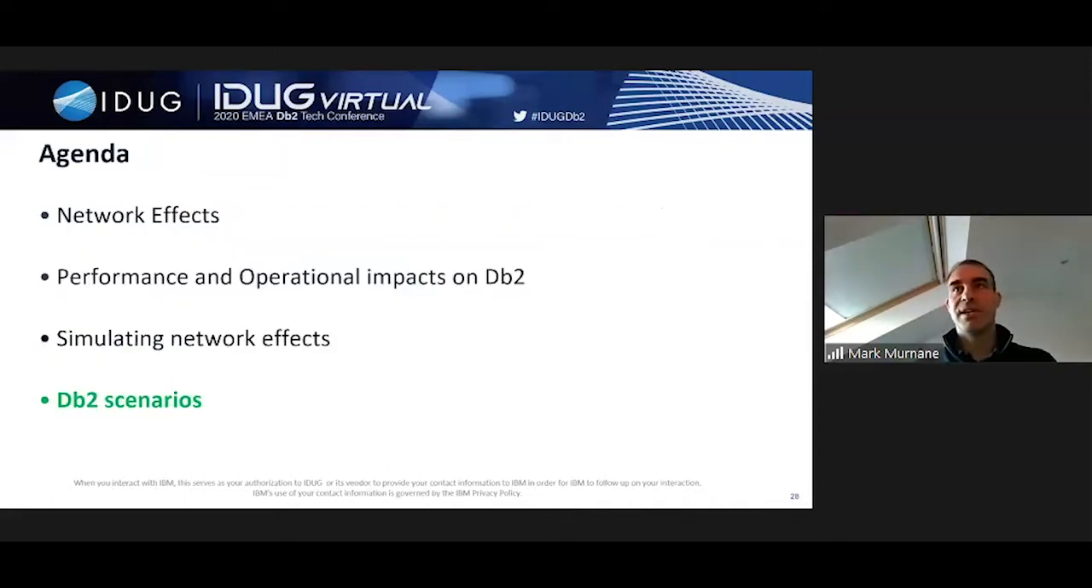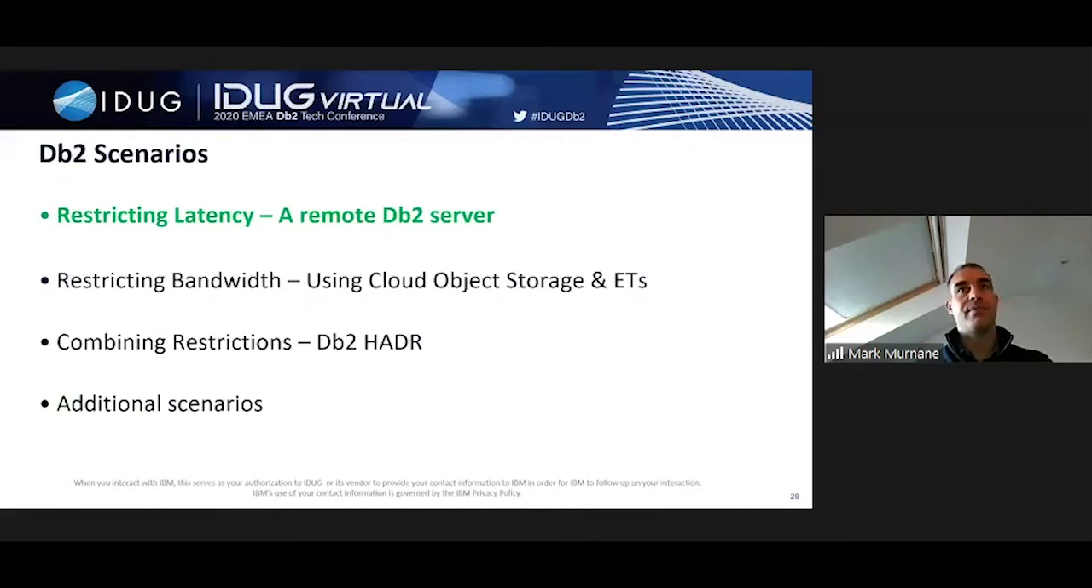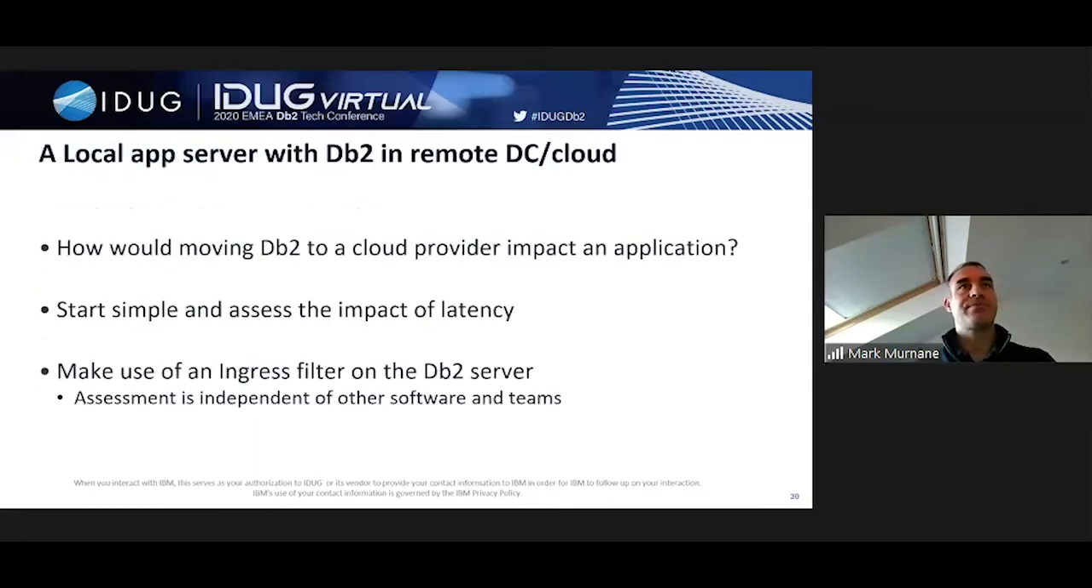So let's look at some of the scenarios. The first scenario we're going to look at is about restricting latency and dealing with a remote Db2 server. This is an increasingly common scenario where we move a Db2 instance to a cloud environment, but the scenario is equally applicable to moving a Db2 server to a new DC, or any occasion where the client and the Db2 server are geographically separated. To keep things simple, we'll focus in this first example on latency only. We'll look at bandwidth in a later scenario.